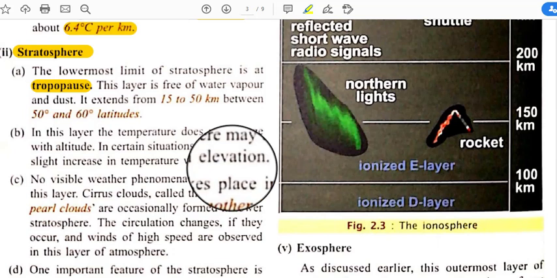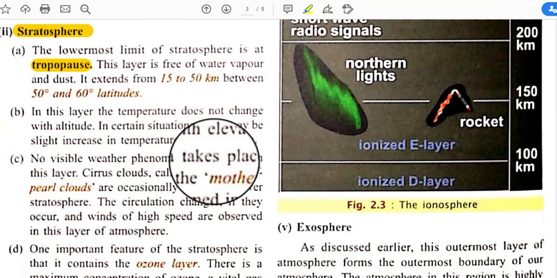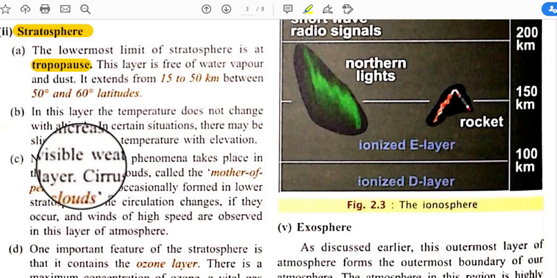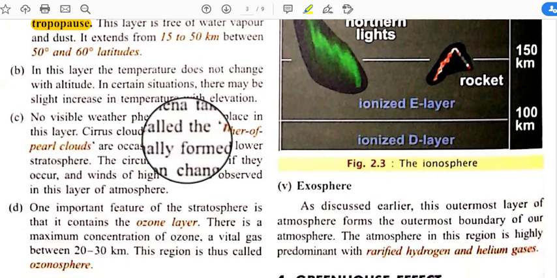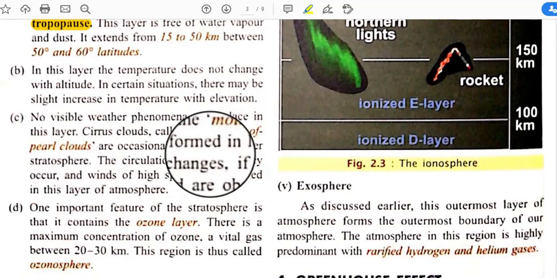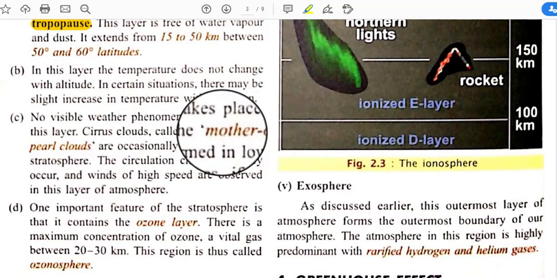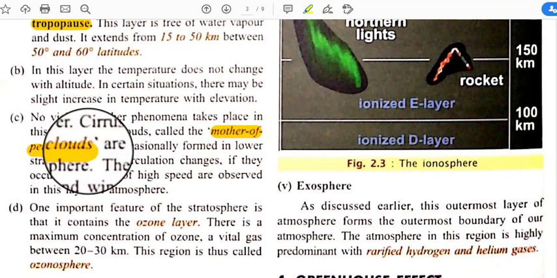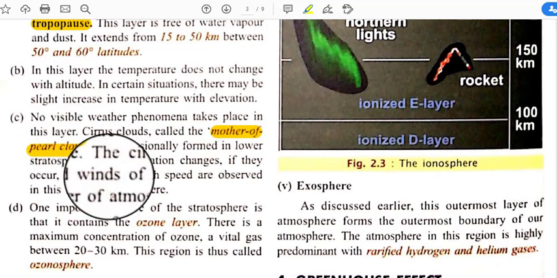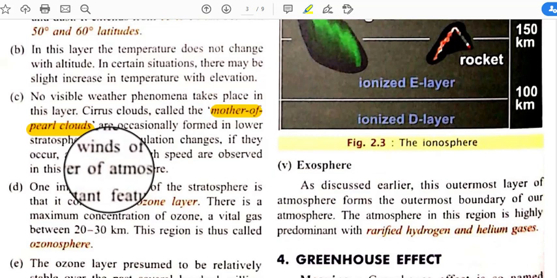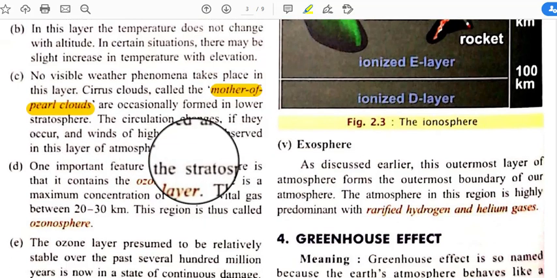In this layer, the stratosphere, no visible weather phenomena take place, and any kind of weathering phenomena has not occurred. Cirrus clouds, called the mother of pearl clouds, are occasionally formed in the lower stratosphere. Basically, all kinds of clouds are situated in the troposphere. Sometimes one kind of cloud, the cirrus cloud, is situated in this layer, and these are called mother of pearl clouds because they look like a pearl. The circulation changes if they occur, and winds of high speed are observed in this layer of atmosphere.